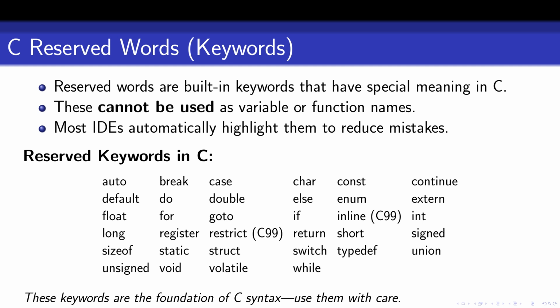Let's take a closer look at the reserved words in C. Also called keywords, these are special words that are built into the C language and have predefined meanings. Examples include int, char, if, return, while, and many more. Because they are part of the core syntax, you cannot use them as names for your variables or functions. For instance, trying to name a variable while or return would confuse the compiler and result in an error. There are over 30 reserved words in standard C, covering data types, flow control, storage classes, and more.